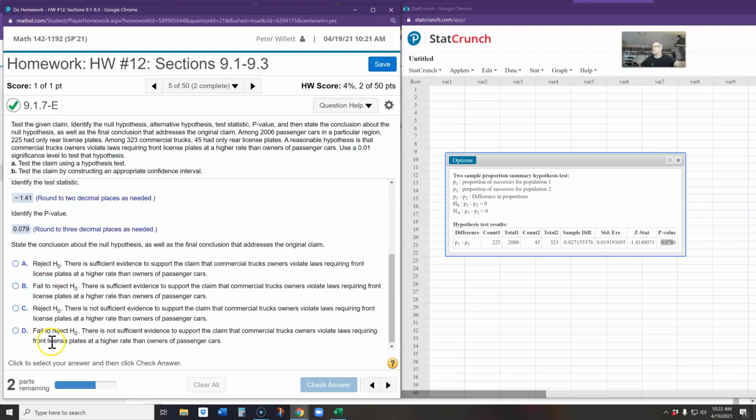That looks like B and D here. And when you're failing to reject the null, that's because there was not sufficient evidence to do so. So that's going to be D in our choices here.